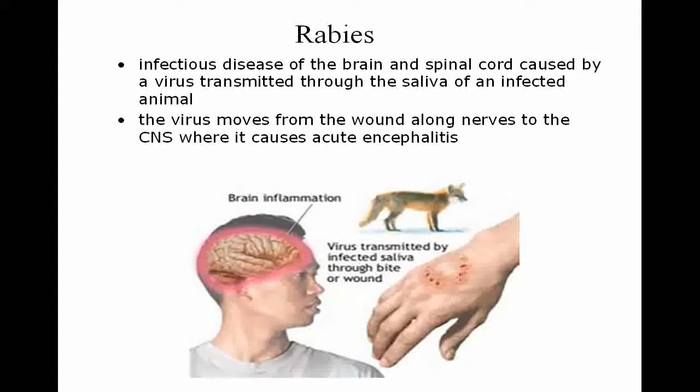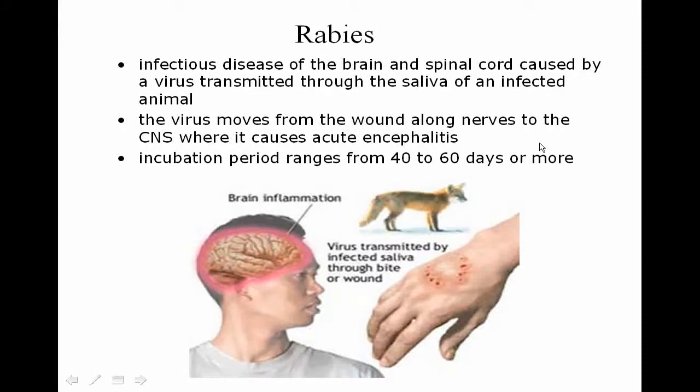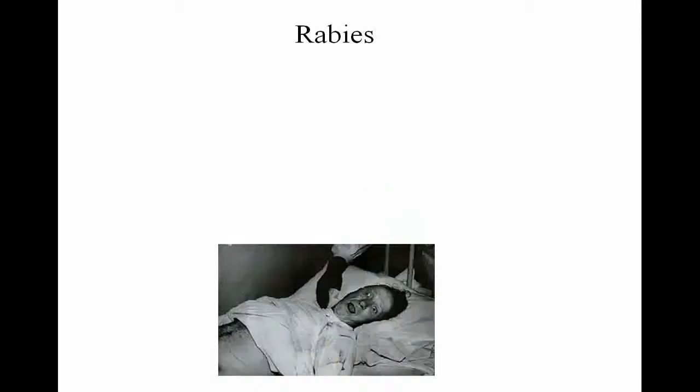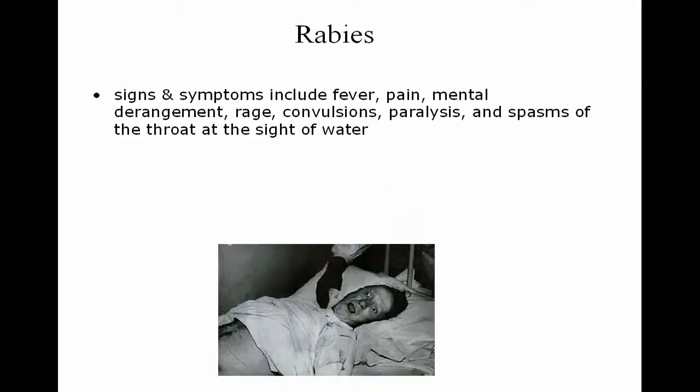The virus will enter at the site of the wound, and then it moves along the nerves of the central nervous system, and then causes an acute encephalitis. It's slow acting. It takes 40 to 60 days, but if you wait long enough to start having the symptoms of having rabies, it's too late. It has to be treated right after the virus infects the body.